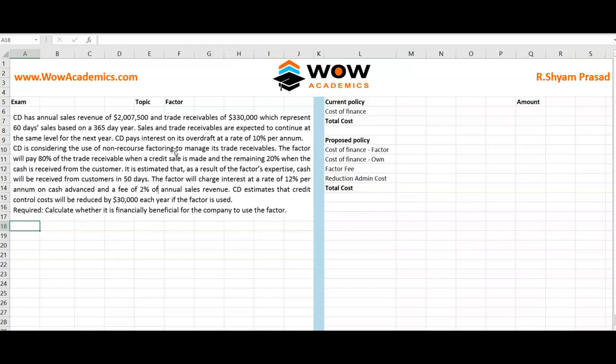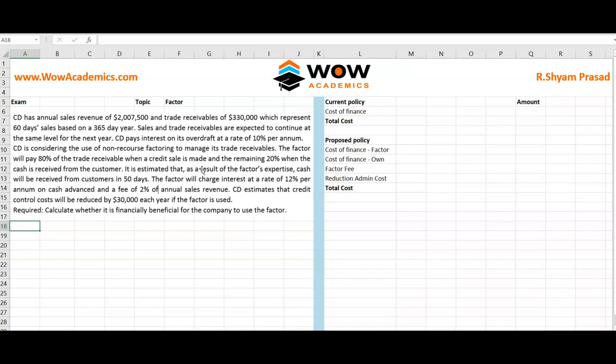So what is non-recourse factoring? If the trade receivables have been sold, the company will not receive the trade receivables. It is the headache of the factoring company. The factor will pay 80% of the trade receivable when a credit sale is made, and the remaining 20% when the cash is received from the customer.